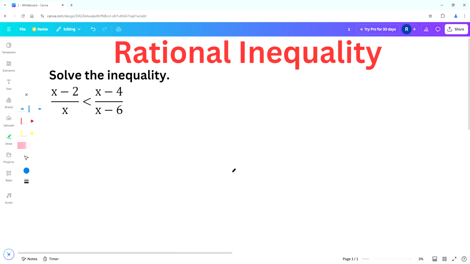In this video, we'll solve a rational inequality. As per the problem, solve the inequality, and we are given the inequality (x - 2)/x < (x - 4)/(x - 6).